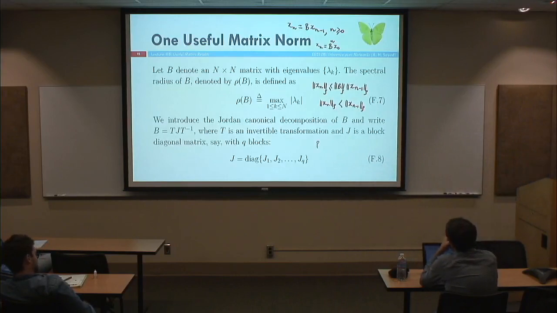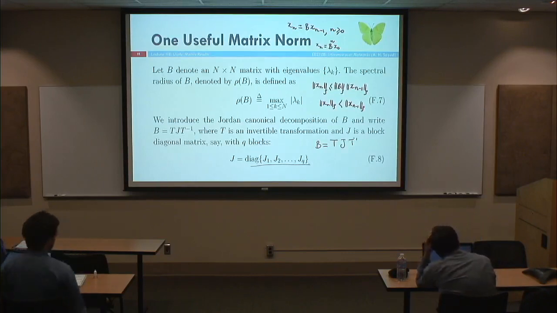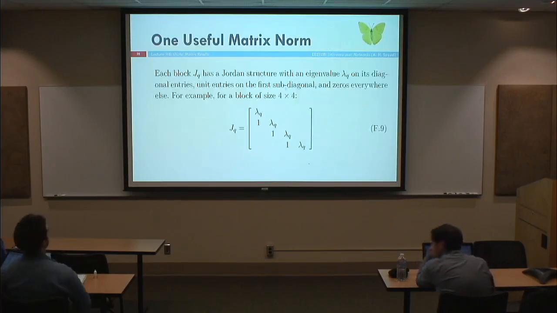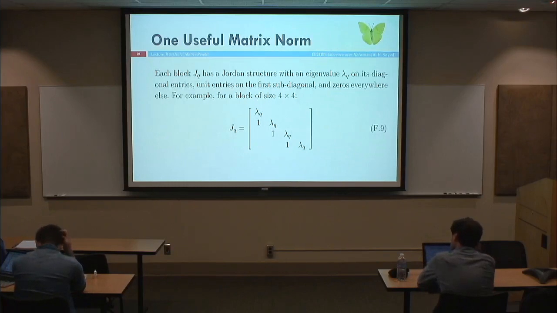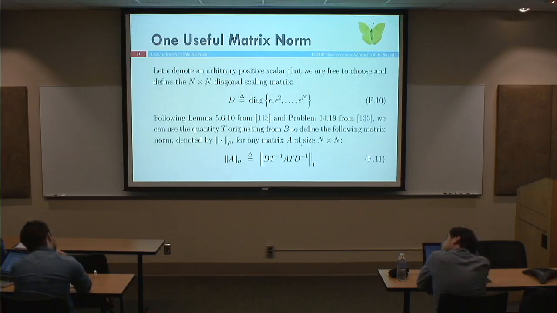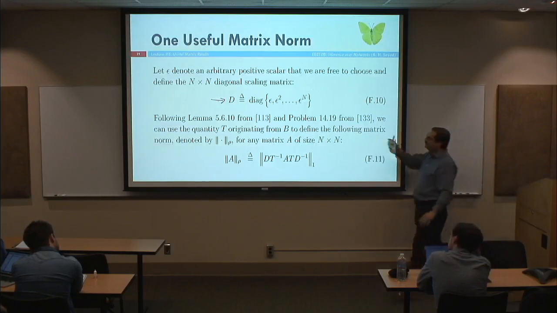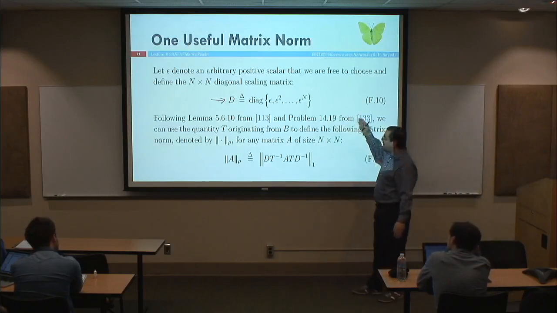Take B, write it as T, J, T inverse, where J is block diagonal with the Jordan blocks. You know what Jordan decomposition is, right? The Jordan blocks have lambdas on the diagonal, ones underneath the diagonal. And pick any epsilon and define this diagonal matrix D. For any epsilon, define this diagonal matrix D, where n is the size of B: epsilon, epsilon squared, up to epsilon to the n.